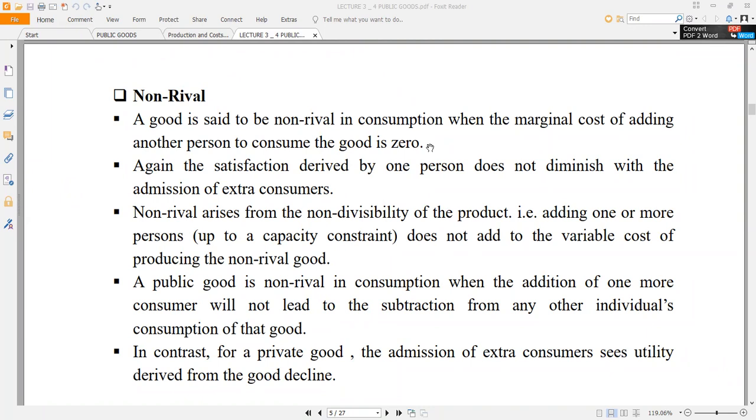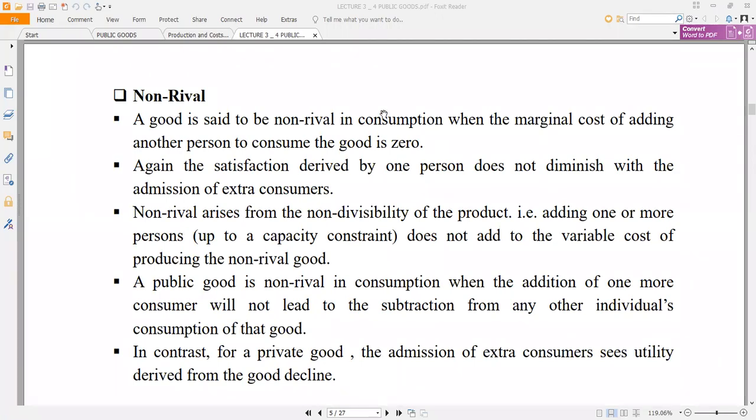So the marginal cost of adding another person tends to be zero, and as a result, we say that the consumption is non-rival. It's not like a pure private good. For private goods, there's a marginal cost you have to incur when you try to produce an extra unit, and if one person consumes it, it reduces the quantity that is available for others to also consume. So that is the first characteristic.